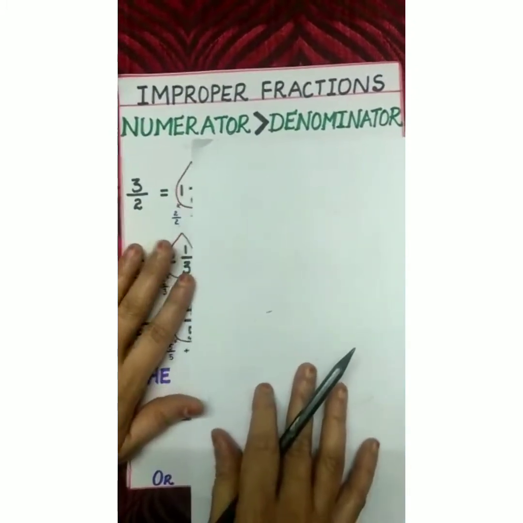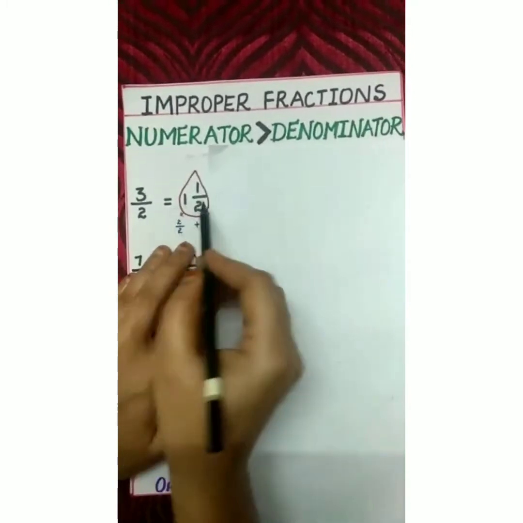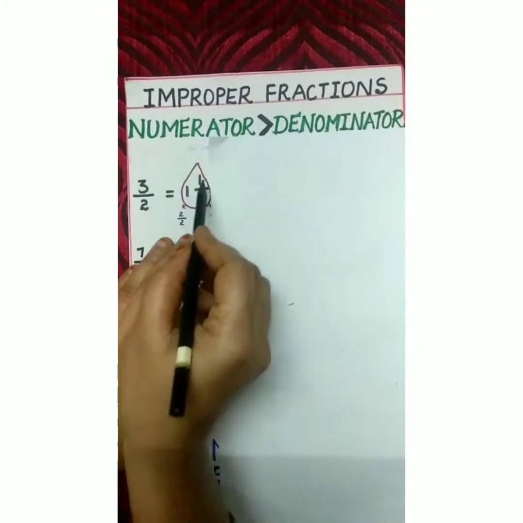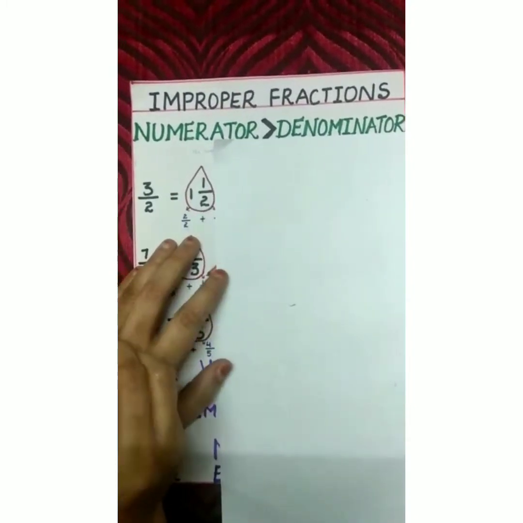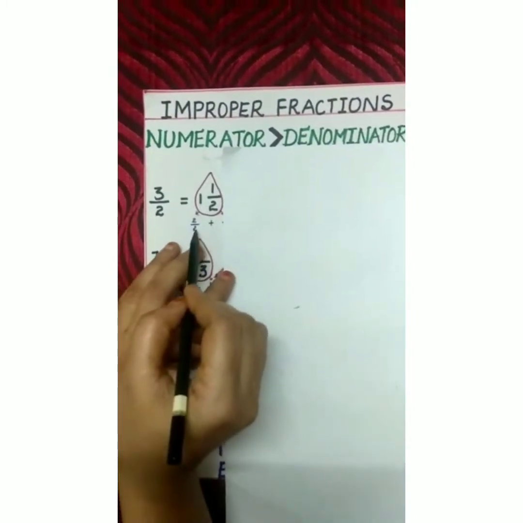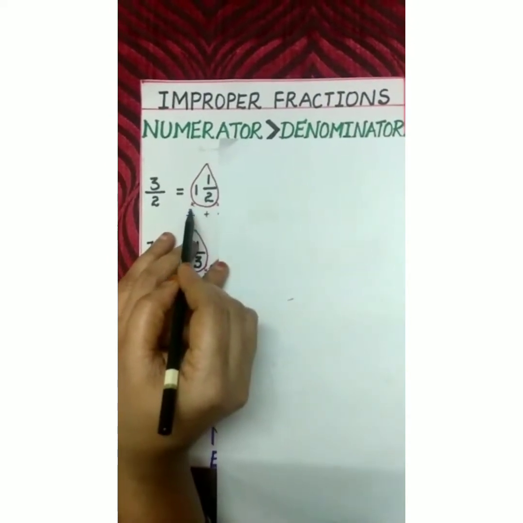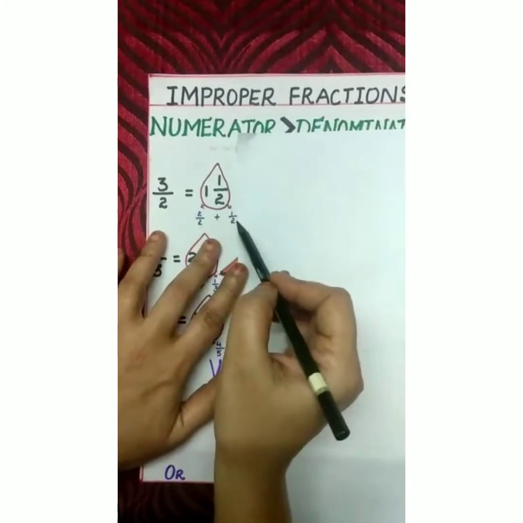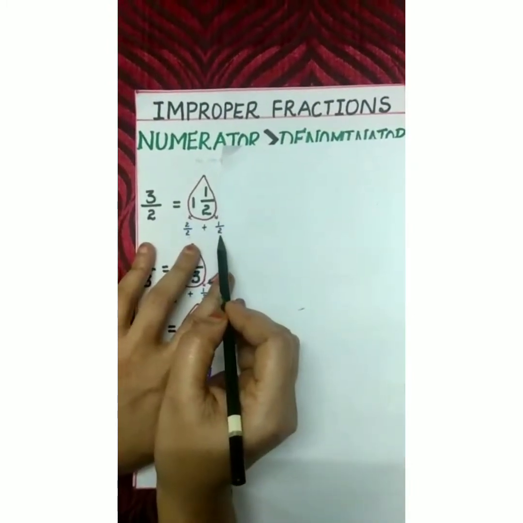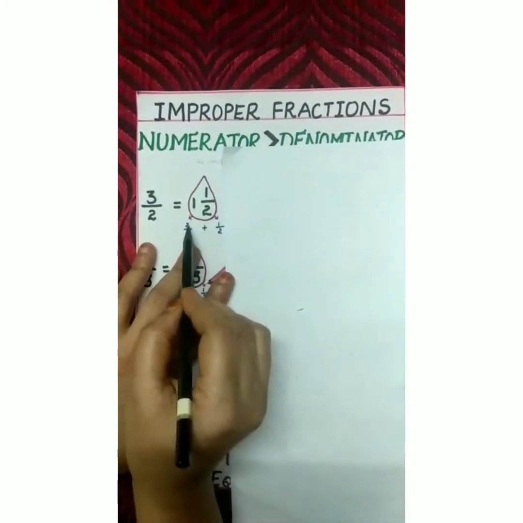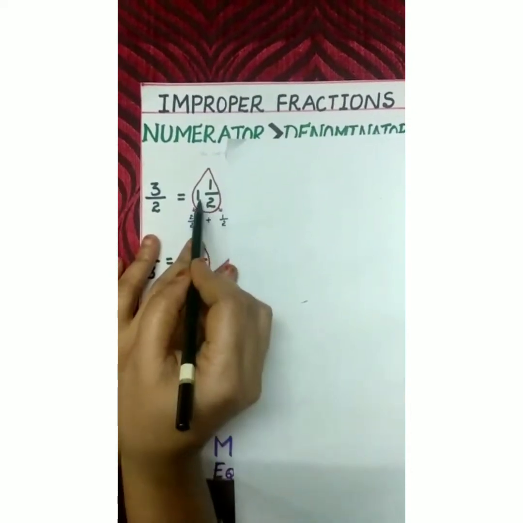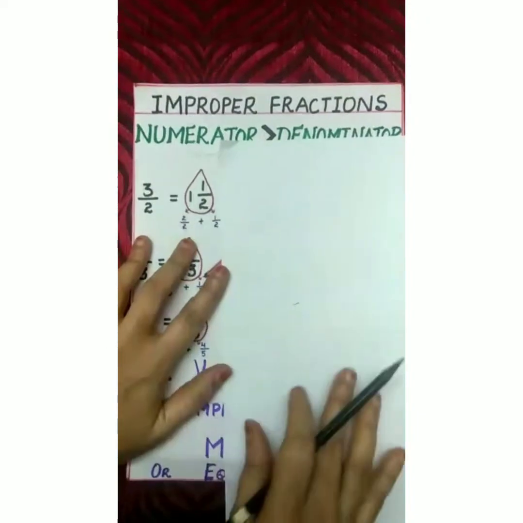As you know how to convert this improper fraction into a mixed fraction, that is 1 1 by 2, where 1 is a whole number part and 1 by 2 is a proper fraction. Now this 1 can be written as a fraction with the denominator 2, that is 2 by 2 plus 1 by 2. Now here 2 by 2 and 1 by 2 are like fractions. So by adding numerators over the common denominator, 2 plus 1 is 3 by 2. It means that 1 1 by 2 is same as 3 by 2.